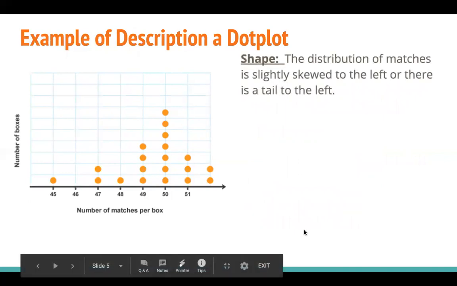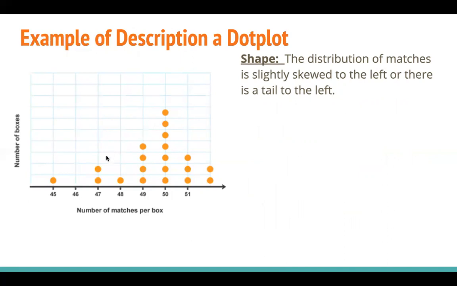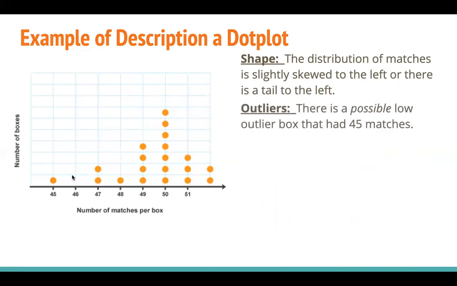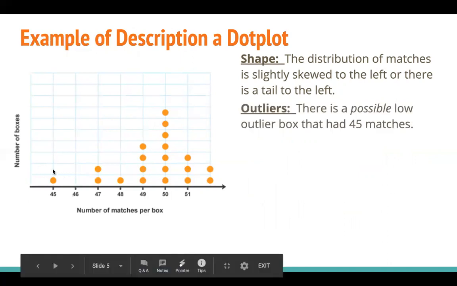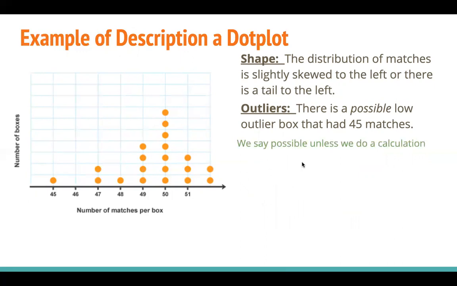Here, the shape of the distribution of the matches is slightly skewed to the left, which means there is a tail to the left. Skew means the tail. Sometimes students get confused and think it means the peak, but skew is the tail. Outliers: I see this low number, and I noted it as a possible low outlier, the box that had 45 matches. And we say possible unless we do a calculation.